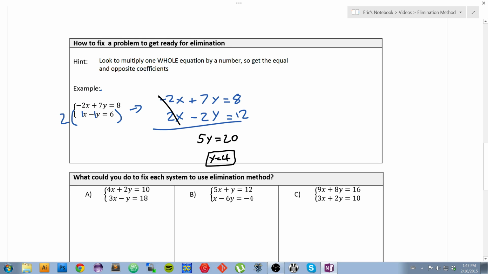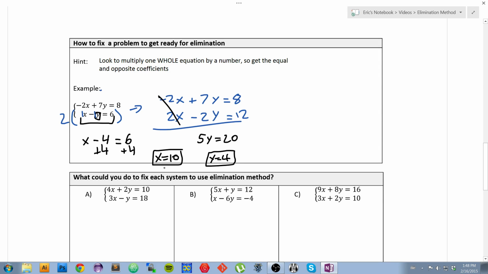And just like last time, we're going to have to plug this back in to figure out what x is. And so you can plug it into either of the original two equations. It's not really going to matter, even if you use the new equation right here. So let's just say I wanted to plug it into the old second equation. So x minus 4 equals 6. Notice again, I just went ahead and put that variable in. I know that the y is 4, so I just said minus 4. Adding 4 to both sides gives us that x is equal to 10.